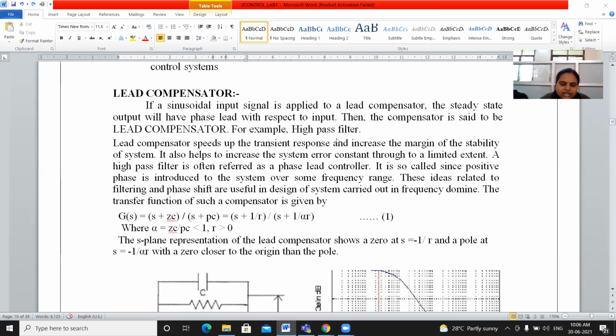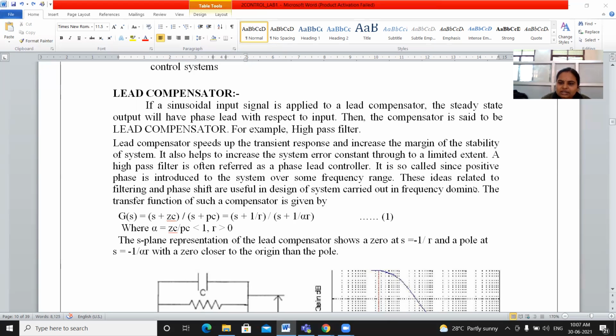In the high pass filter, we'll be using lead compensators. A lead compensator speeds up the transient response and also increases the margin of stability of the system. It also helps to increase the system error constant to a limited extent. A high pass filter is often referred to as a phase lead controller, and it is also called a positive phase, introduced to the system over some frequency range.